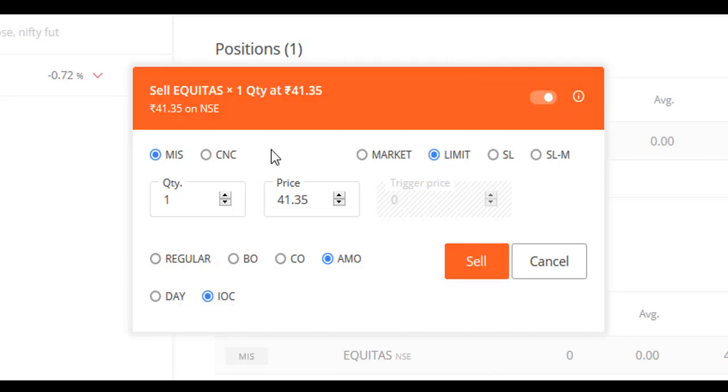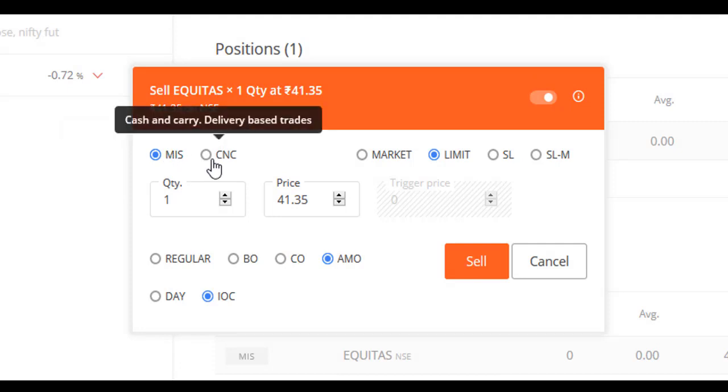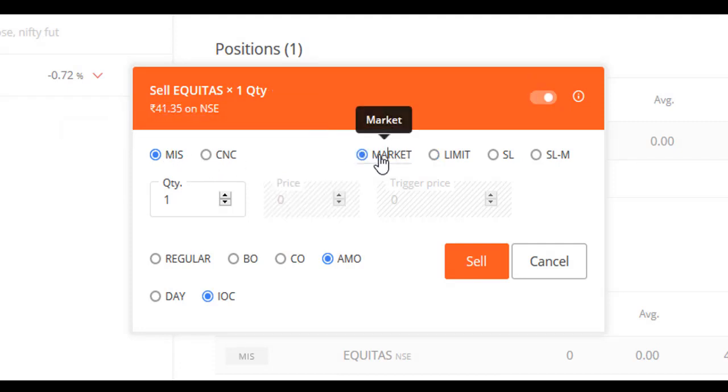Now you can see, you already know what MIS and CNC are. Market, we know a market order will get triggered at whatever price is available, whatever price is given by the broker, we have to accept it. Next, limit order. On the buy, we use the limit order to buy stocks below the current price, but on the sell it's different. If you want to sell the stocks above the current price, then you have to go for a limit order. For example, if the stock price is 100, and you want to sell above it, then you have to go for a limit order.